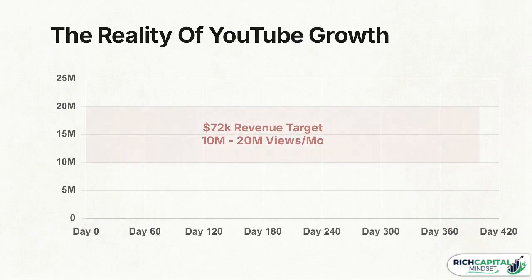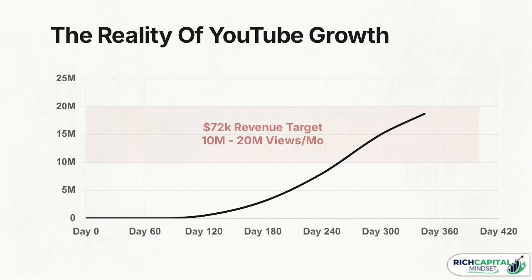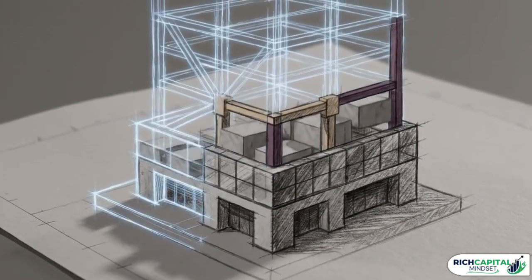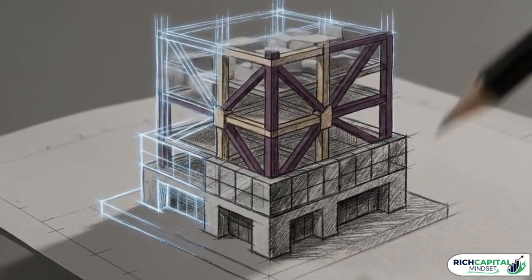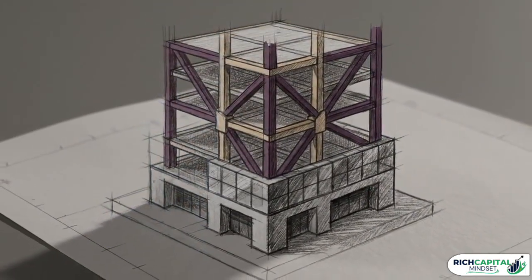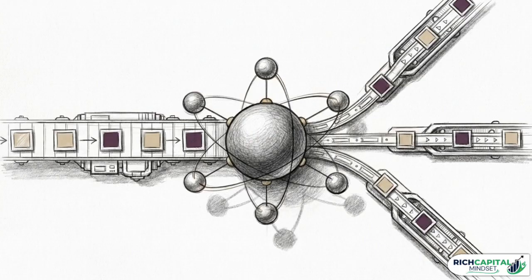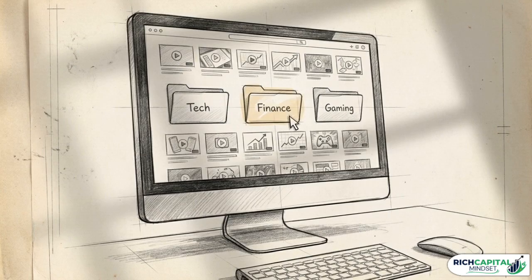To generate $72,000 in ad revenue, a channel needs 10 to 20 million views every month. Meanwhile, a brand new channel with 0 subscribers usually flatlines at 0 views for its first 60 days. Every high-performing faceless channel functions as a digital real estate asset, requiring a disciplined period of construction before it generates a return. To actually build and monetize this asset, you have to execute a disciplined, policy-compliant workflow using Claude AI to scale your production. Step 1 is market positioning.